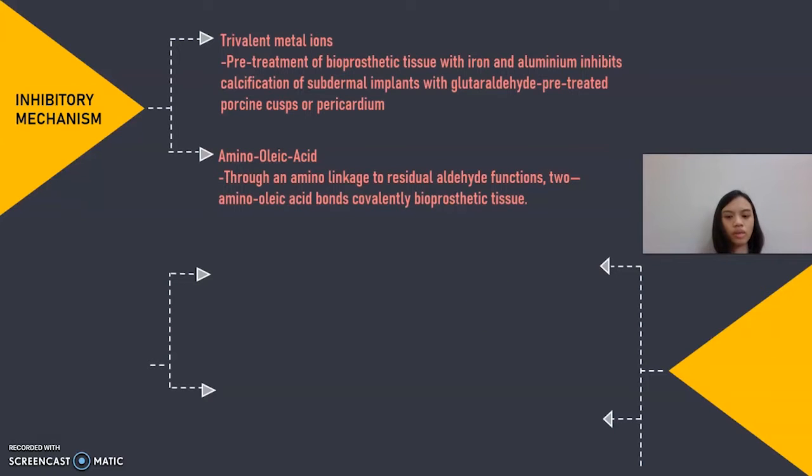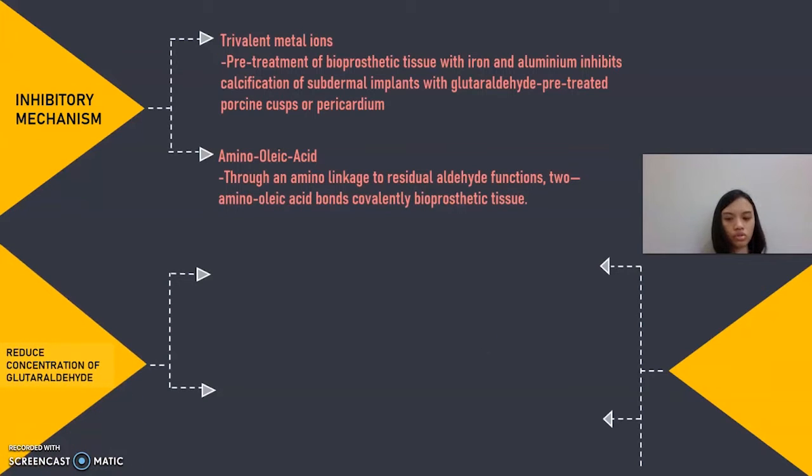Another mechanism is amino diphosphonate. Through an amino linkage to residual aldehyde functions, amino diphosphonates bond covalently to bioprosthetic tissue. This prevents calcium flux through bioprosthetic cusps. This compound is used in FDA-approved Mosaic and Epic porcine aortic valves.